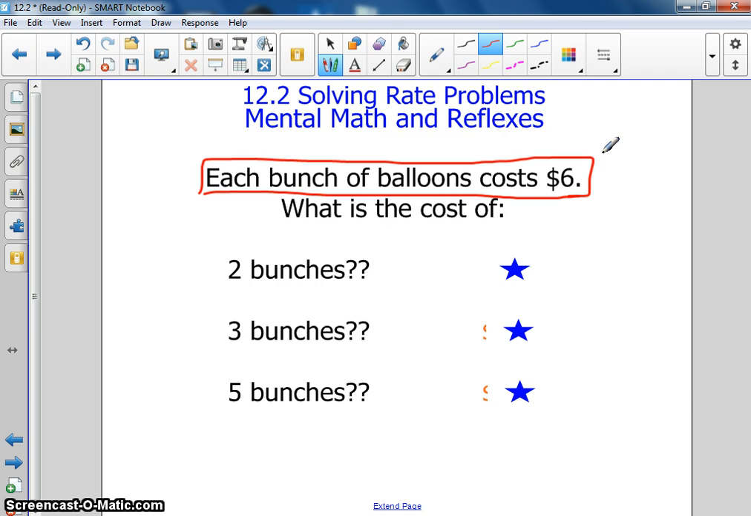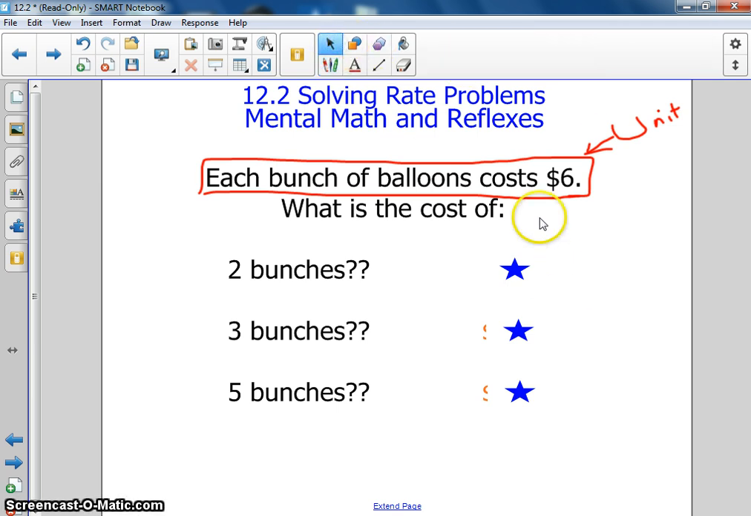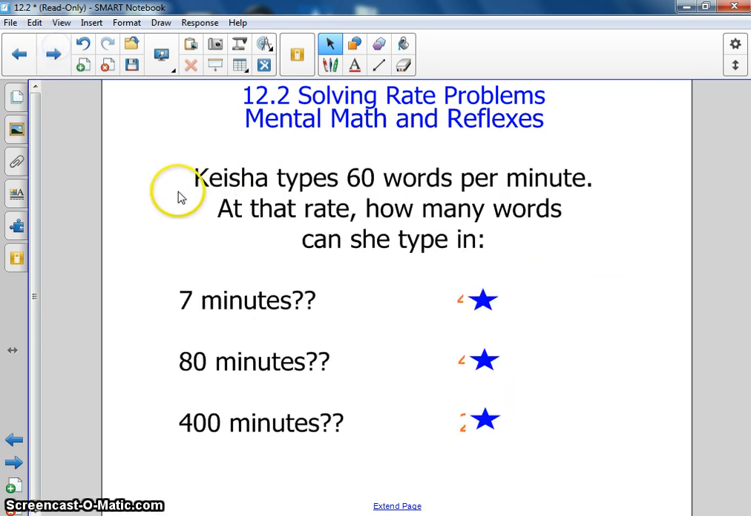If we know what 1 unit costs, we then can multiply it out and figure out what 2 units, 3 units, 5 units, 1,000,000 units would cost. Doesn't matter, if we know what the unit cost is. So somewhere in your writing today, I better make sure that you know what a unit cost is and why it's so important. So if you know that 1 bunch of balloons costs $6, 2 would cost 12. 6 times 2 is 12. 3 would be 18, 5 would be 30. Pretty easy.